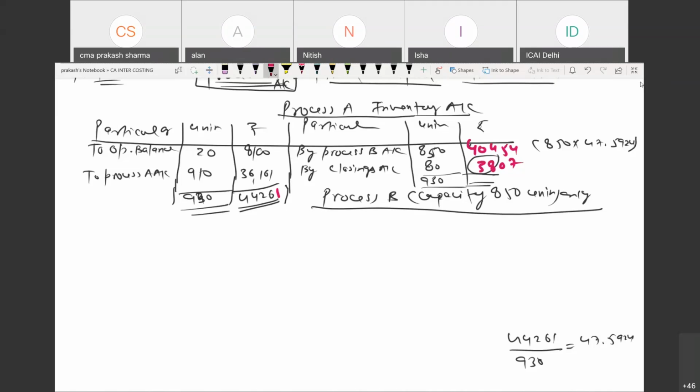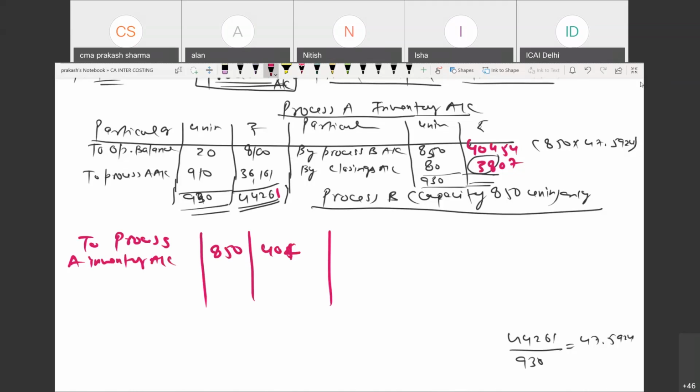So in process B, if I'm making the process B account, I will write the process A inventory account. I will take 850 units only, amounting to 40,454, at the rate of rupees 47.5924. Okay, sir.